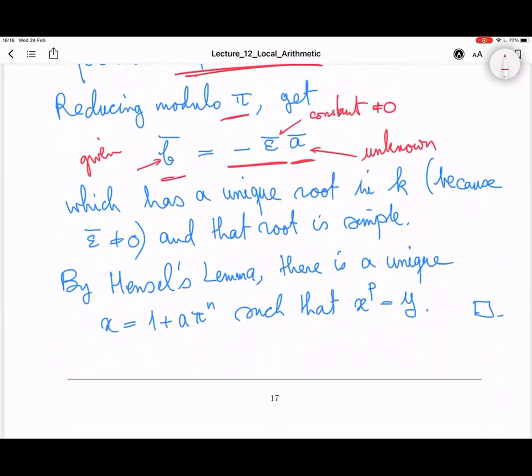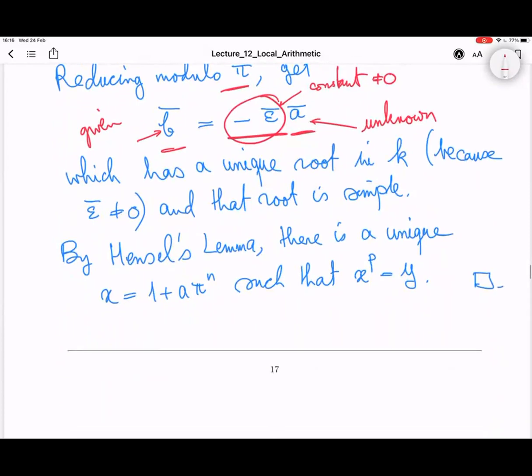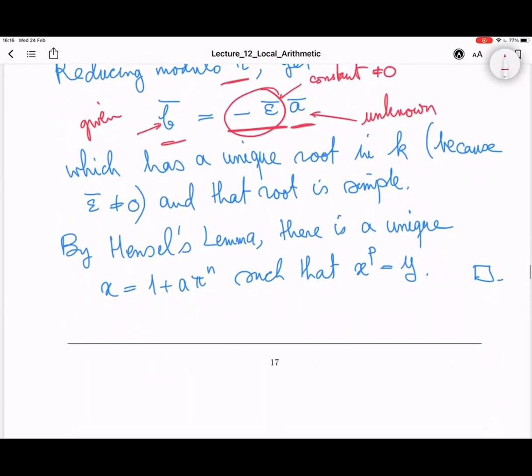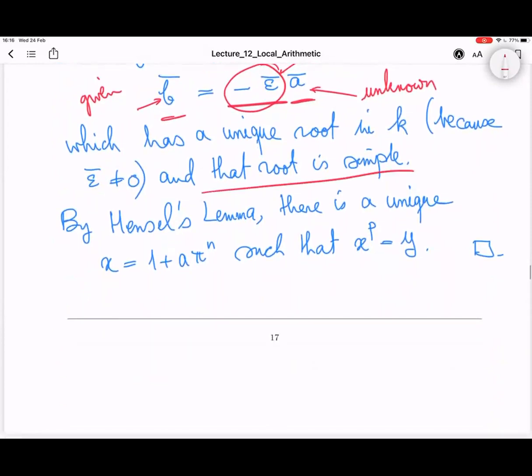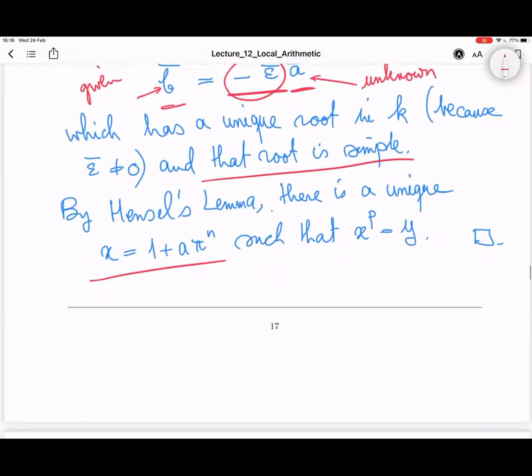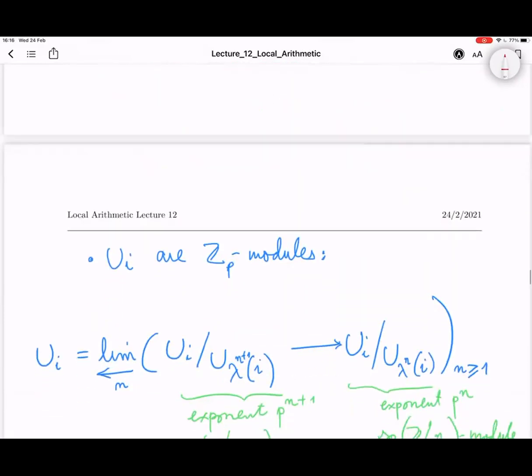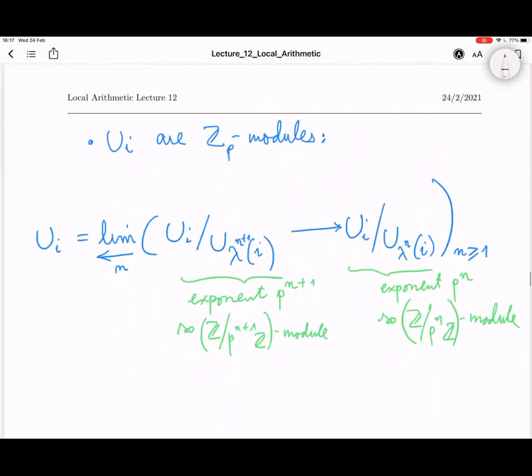Now, of course, there's a unique solution for the unknown, because this thing is non-zero. You just divide by this on both sides. Okay, and so it has a unique root, which is simple, and therefore by Hensel's lemma, there's a unique x which satisfies this equation. Okay, so it's a bit of a clever use of Hensel's lemma, but there's nothing more profound than that.